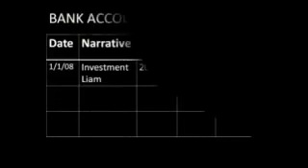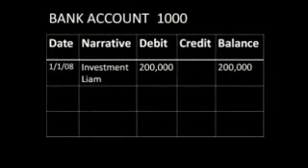So let's go back to the journal and post our first transaction. This was the initial investment from Liam, which we recorded in our journal. We debit the bank account with $200,000. Note that we show date, a narrative, the amount in the debit column and the running balance.